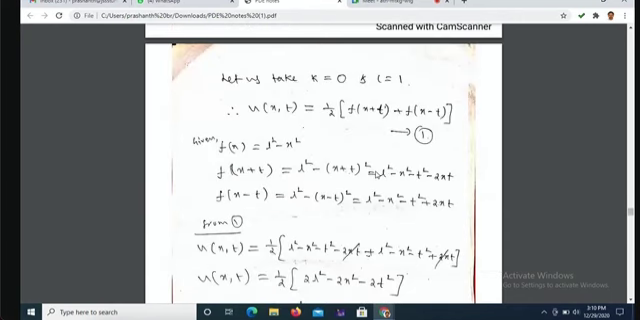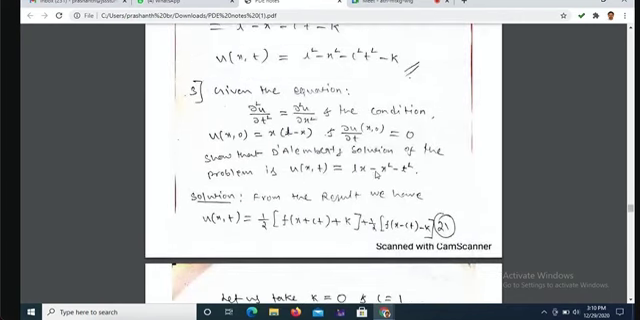So come to the next problem. Given the equation dou square u by dou t square equal to dou square u by dou x square, and the given condition u of x comma 0 is x into L minus x, and dou u by dou t of x comma 0 equal to 0. Show that D'Alembert solution of the problem is u of x comma t is Lx minus x square minus t square.